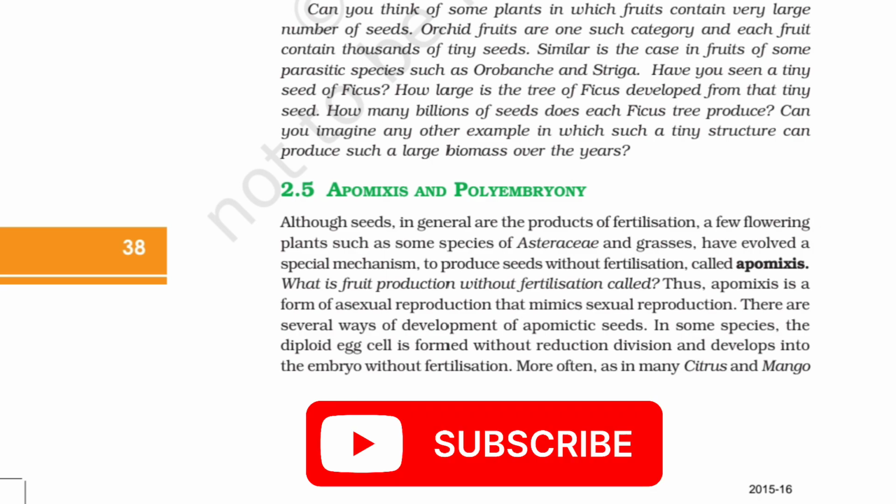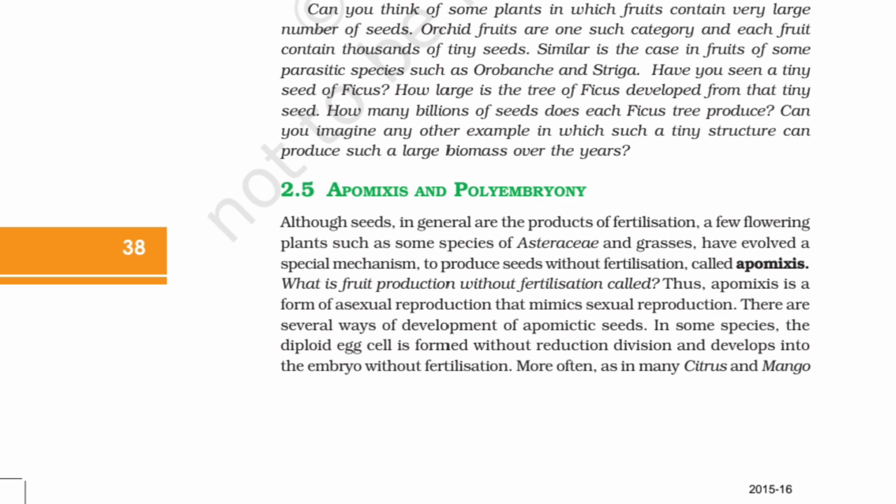Although seeds in general are the products of fertilization, a few flowering plants, such as some species of Asteraceae and grasses, have evolved a special mechanism to produce seeds without fertilization called apomixis. What is fruit production without fertilization called? Thus, apomixis is a form of asexual reproduction that mimics sexual reproduction.